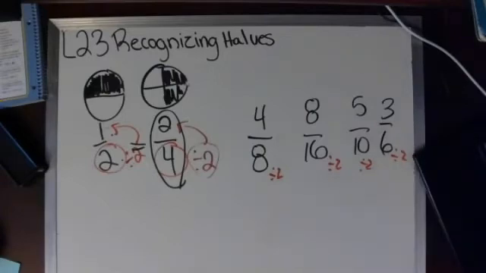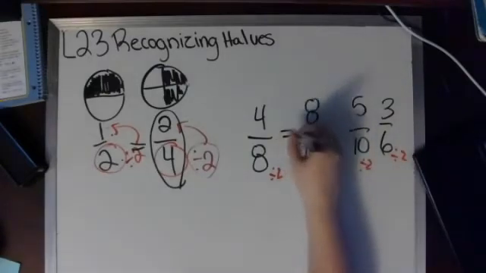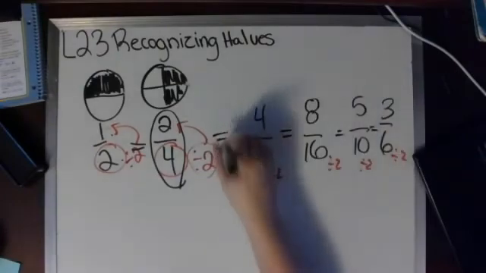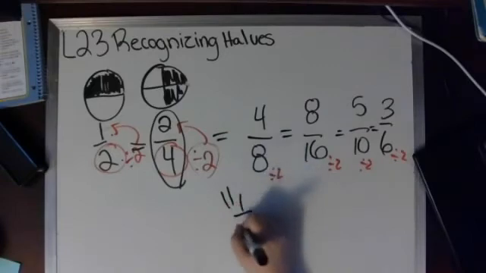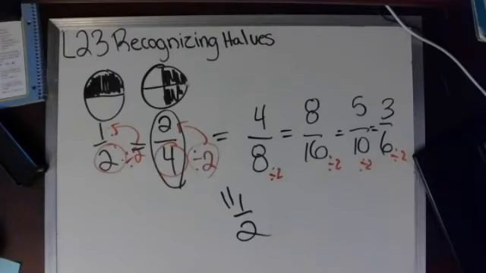Okay? Because that works, these are all equal to each other. They are all equivalents of 1/2. These are just all different ways to show it. Okay? All of it says half. It's just different ways of showing it.